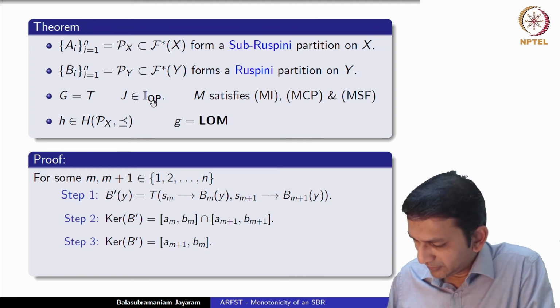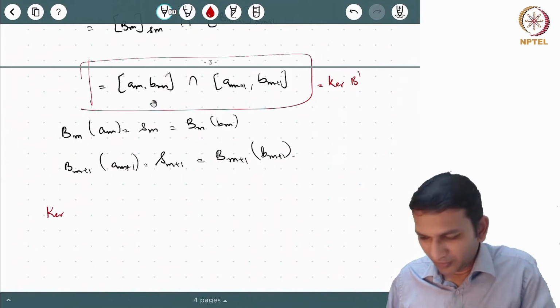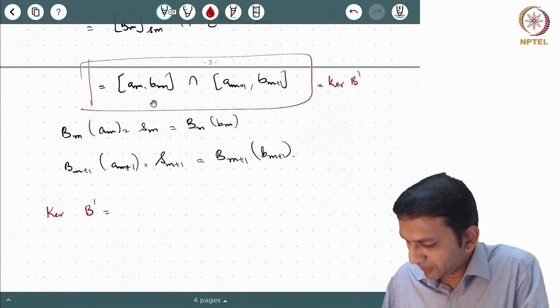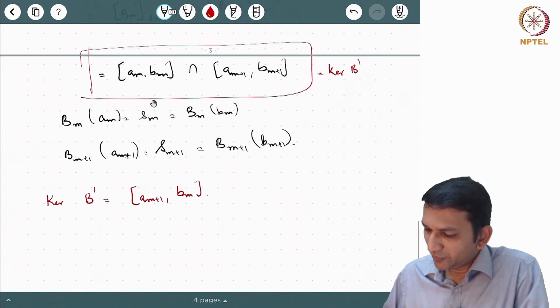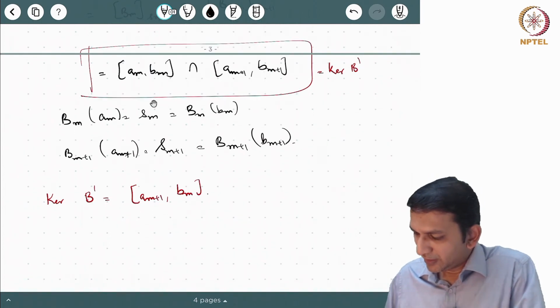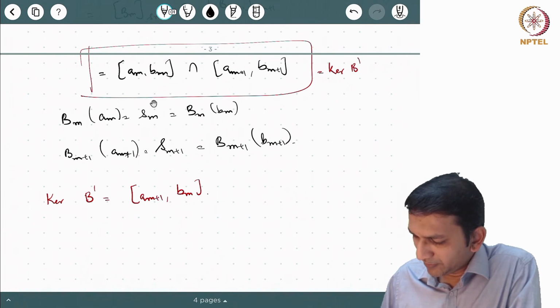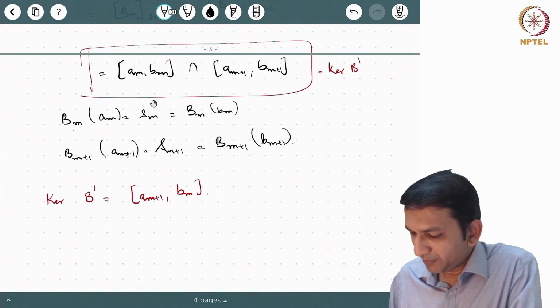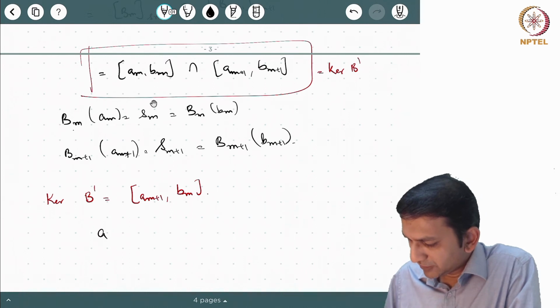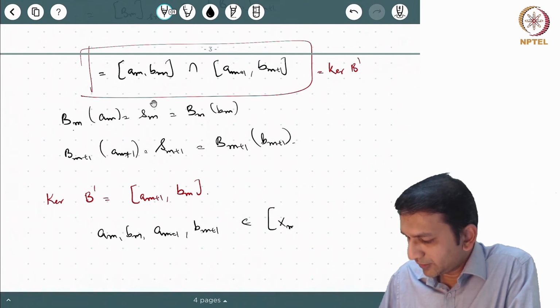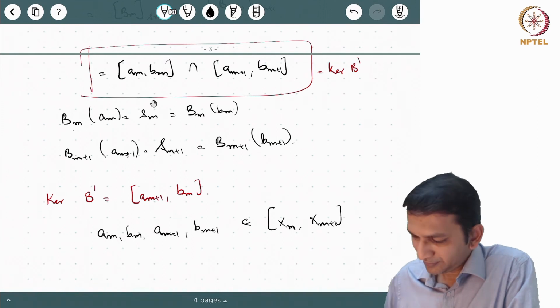That's the third step. Let's show that the kernel of B dash is in fact Am plus 1 comma Bm. Now firstly, notice one thing, that we are talking about Am and Bm being acted upon by Bm, and Am plus 1 and Bm plus 1 being acted upon by Bm plus 1. That means all of these Am, Bm, Am plus 1 and Bm plus 1 actually belong in Xm plus 1. So this much is clear.